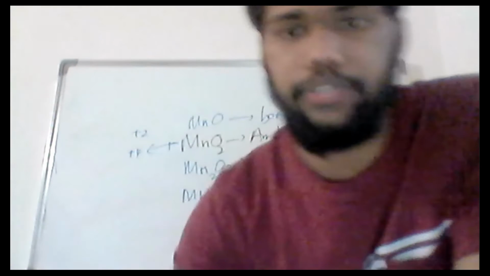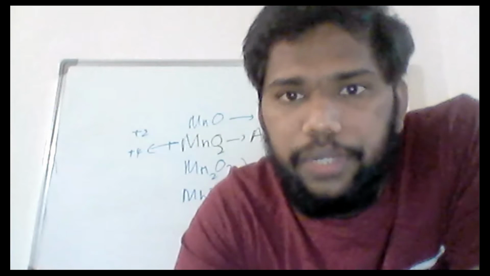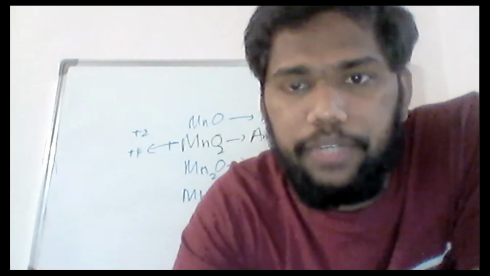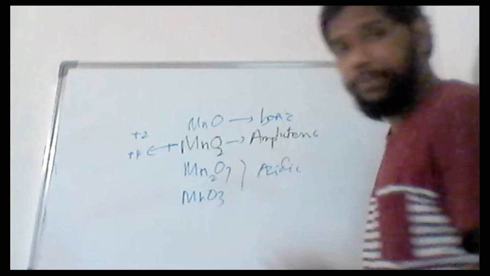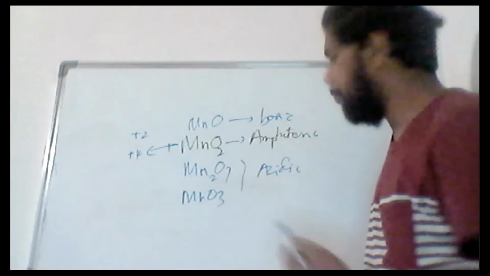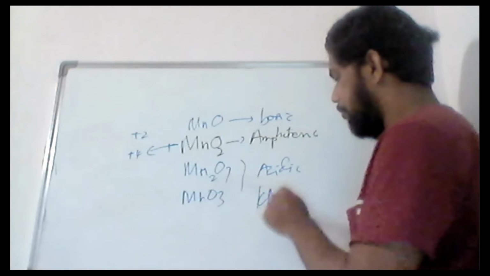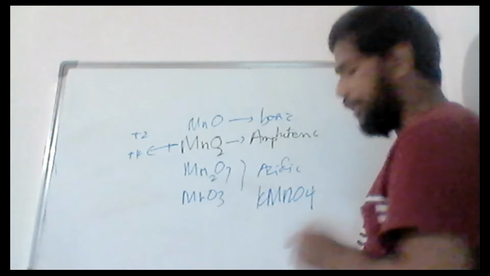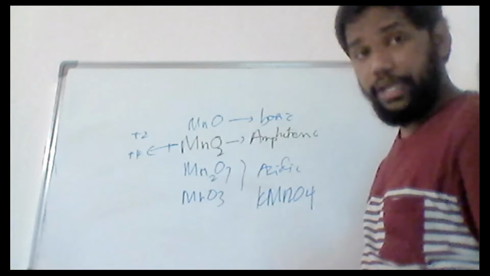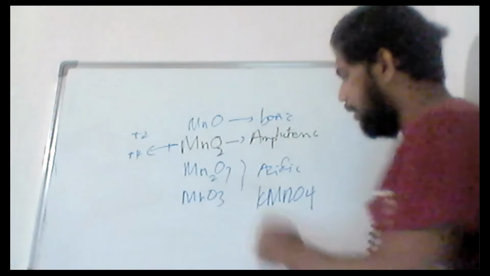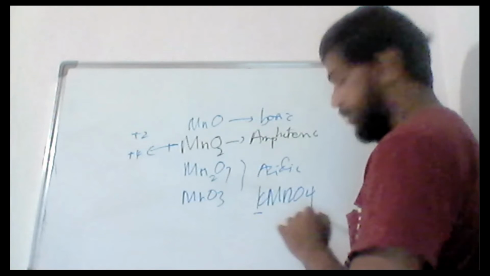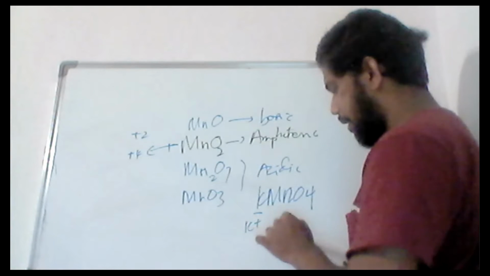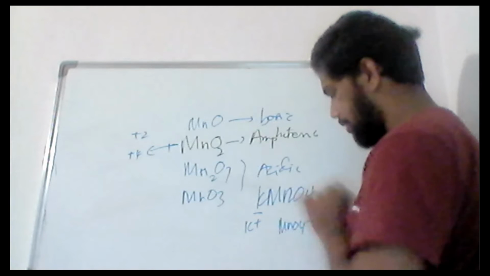Very straightforward question. The next one is: give the IUPAC name of KMnO4. If you remember our IUPAC nomenclature that I described to you many times, first identify the positive cation and the negative anion. Here there is positive potassium, K plus, and MnO4 minus.